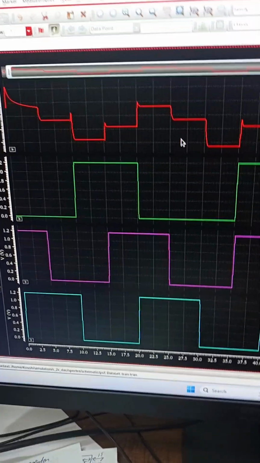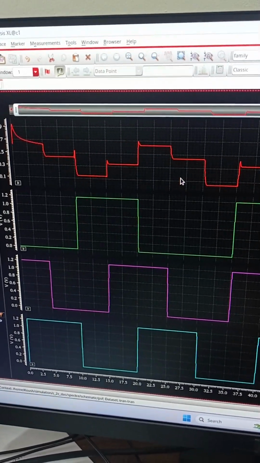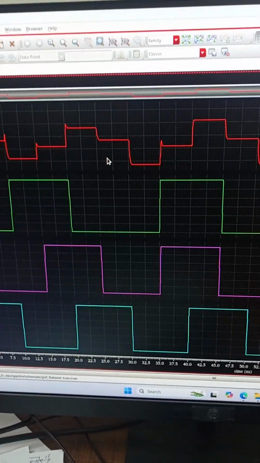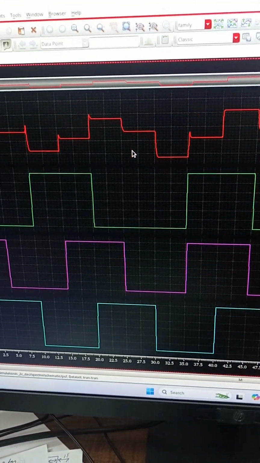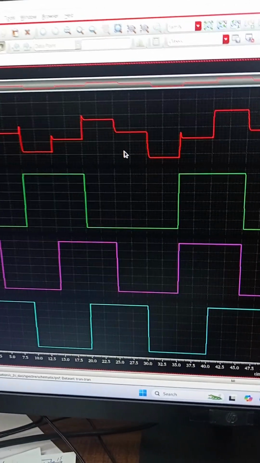So we can see that we are getting the outputs from 44 millivolt to 727 millivolts. So there is approximately 100 millivolt difference between two binary inputs. So the linearity is very, very decent.